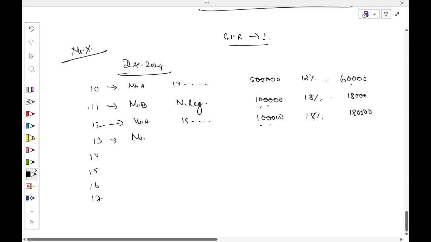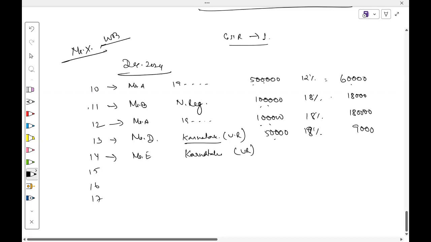Then Mr. D. Mr. X is located in West Bengal. Mr. D is located in Karnataka, and he is an unregistered person. The supply value is 50,000. Rate of GST is 18%, and the amount of GST is say 9,000. Again, invoice number 14 was issued to Mr. E. Again, he is located in Karnataka. He is also an unregistered person. The value of supply is say only 10,000. Rate of GST is 5%.